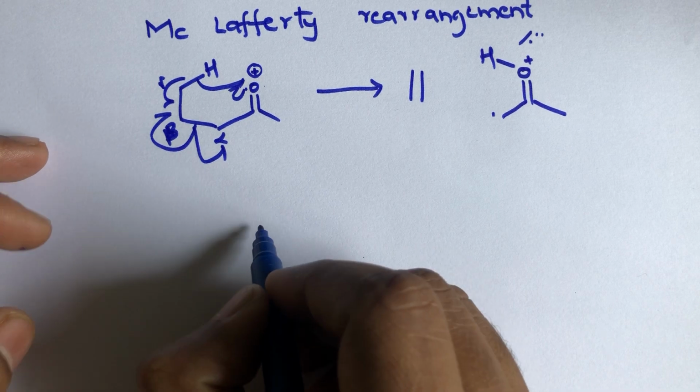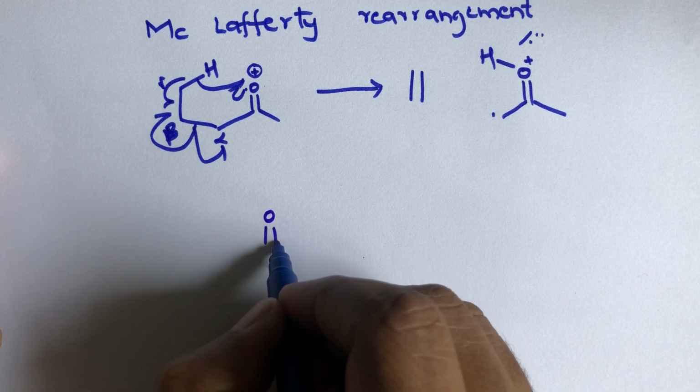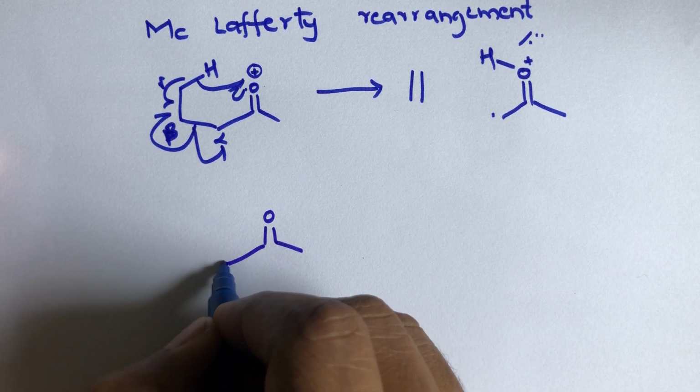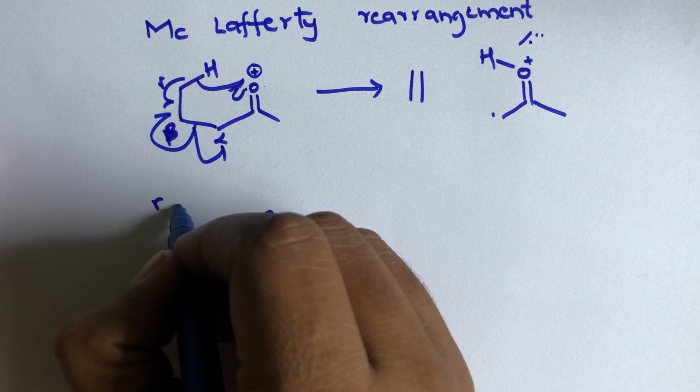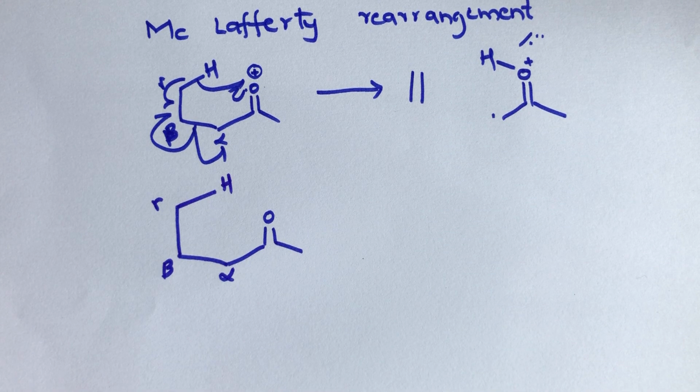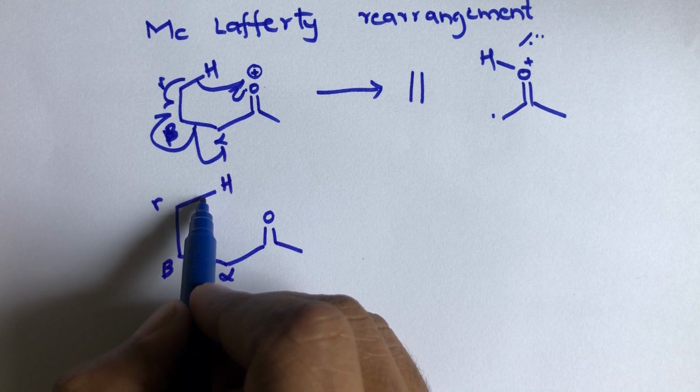I'll repeat it once again. This is shown by a carbonyl compound containing at least one gamma hydrogen. This is alpha, beta, gamma. This is the gamma hydrogen. So it involves the shift of gamma hydrogen. So this hydrogen shifts here.